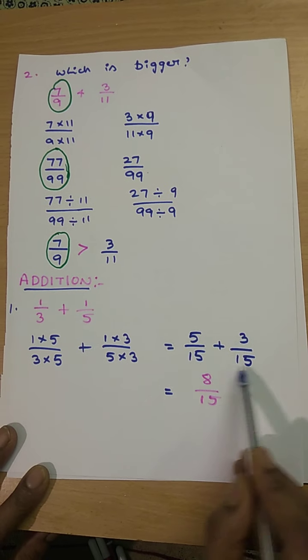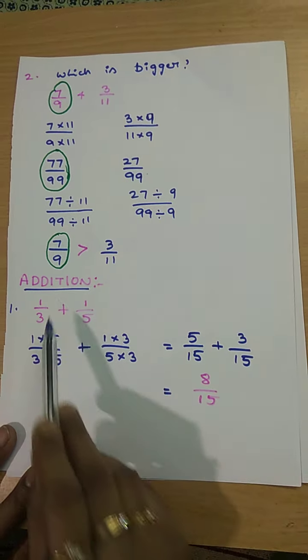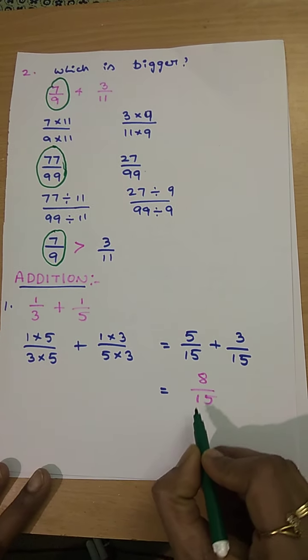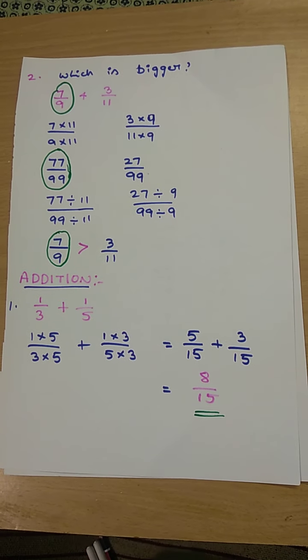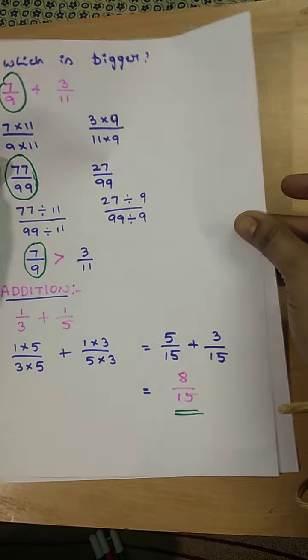Okay, I am writing 15 here. I am adding this 5 plus 3, 8. So 8 by 15. So the addition of 1 by 3 plus 1 by 5 is 8 by 15. Okay, hope it's clear. Now we are moving to subtraction.